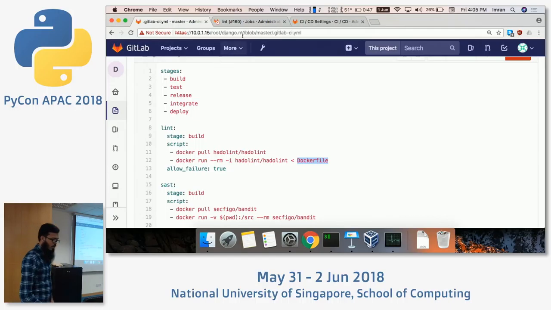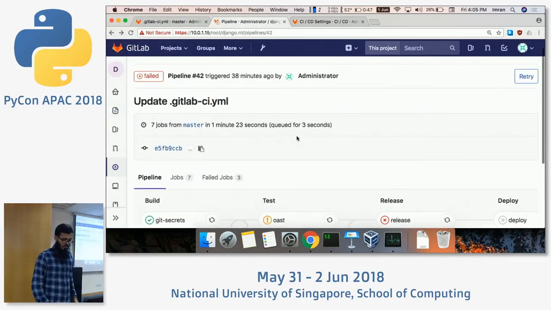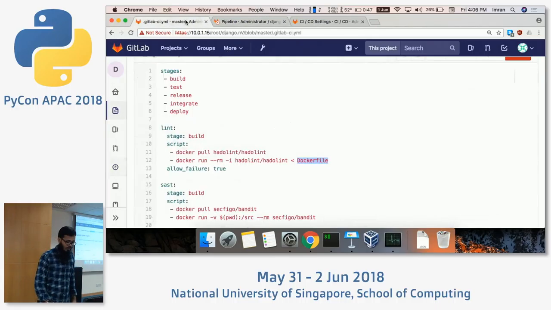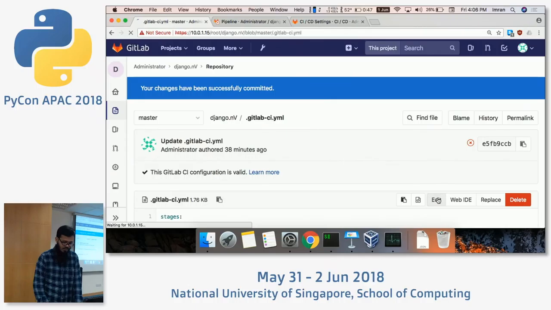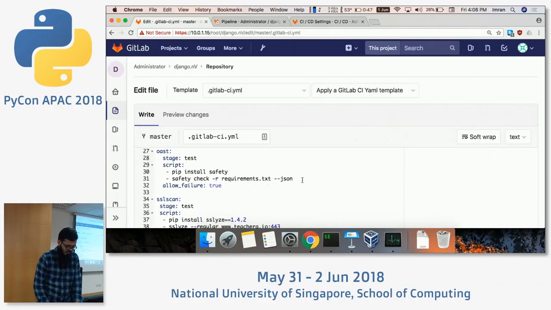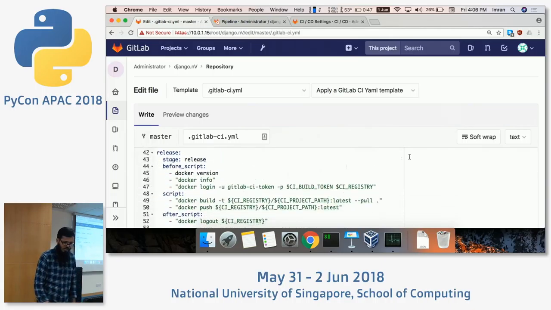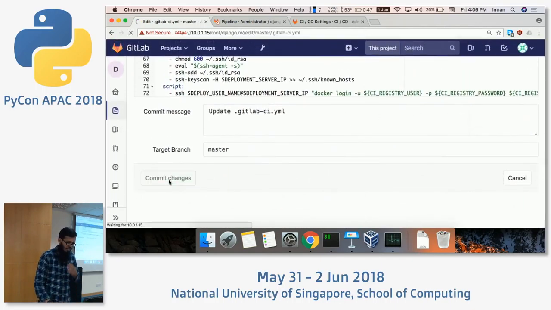Just to show you that I'm not bluffing, this is running, and you can see that this ran about 38 minutes ago before I started the presentation, so it's live. Let me show you. This is running. Edit. I'll just add echo zero. I'm adding something, commenting the changes.